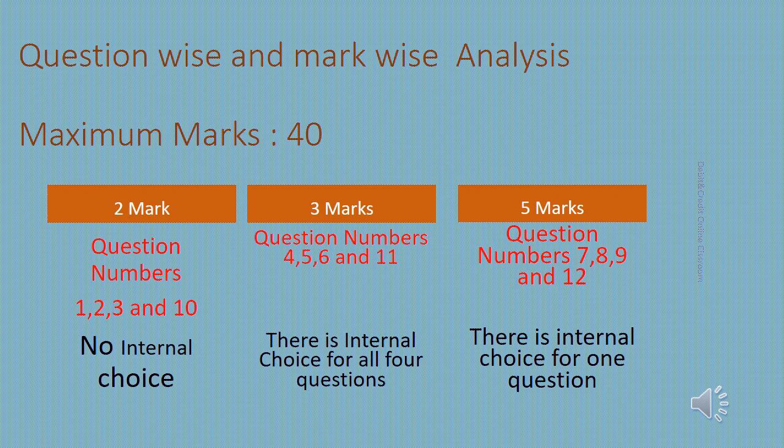Question numbers 1, 2, 3 and 10 carry 2 marks and we don't have any internal choice in this part. Question numbers 4, 5, 6 and 11 carry 3 marks each and there is internal choice for all the 4 questions. Question numbers 7, 8, 9 and 12 carry 5 marks and in that also there is internal choice for one question of part A.